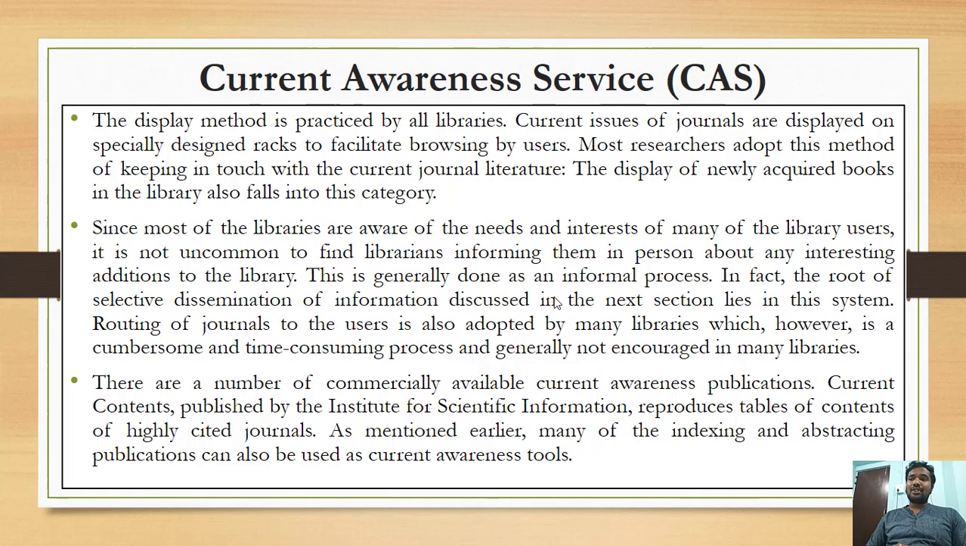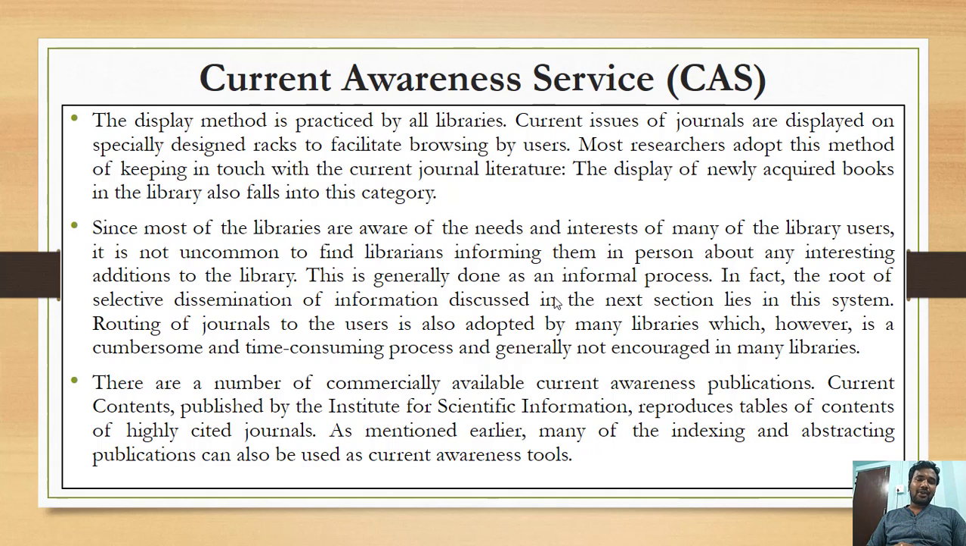Since most of the libraries are aware of the needs and interests of many of the users, it is not uncommon to find the librarians informing them in person about any interesting additions to the library. This is generally done as an informal process. In fact, the root of the selective dissemination of information, discussed in the next section, lies in this system. Routing of the journals to the users is also adopted by many libraries, which, however, is a cumbersome and time-consuming process and generally not encouraged in many libraries.